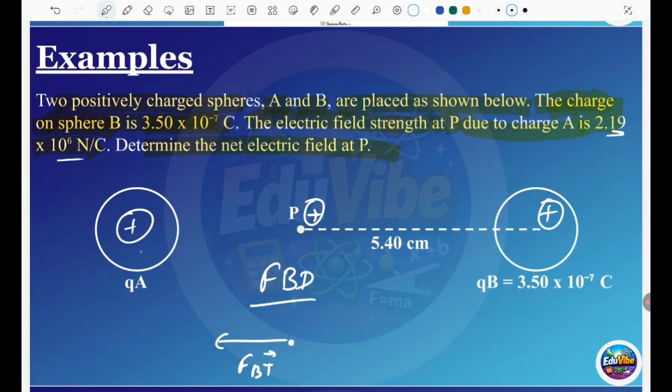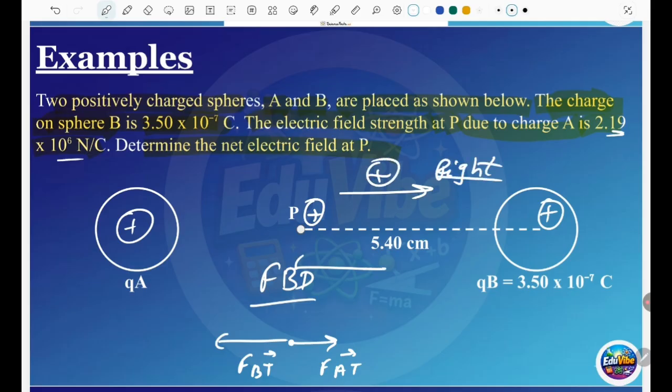For A, this is also a positive source charge, so the force goes away from it again. Like this, you have to make the free body diagram. All the details are given on the right side. You take the right side as positive, and the left side remains negative.